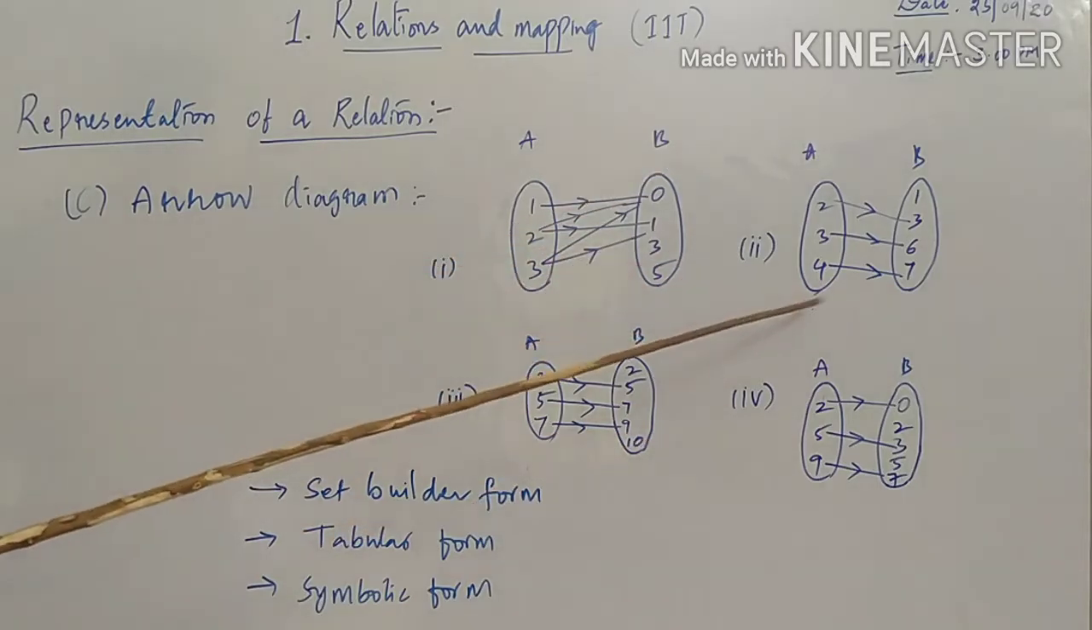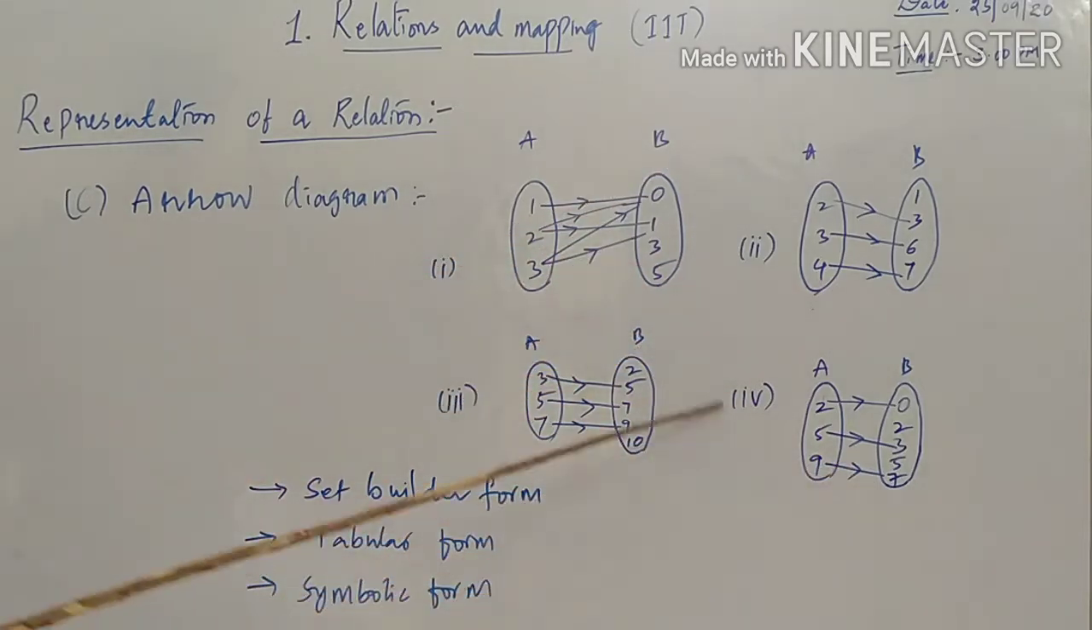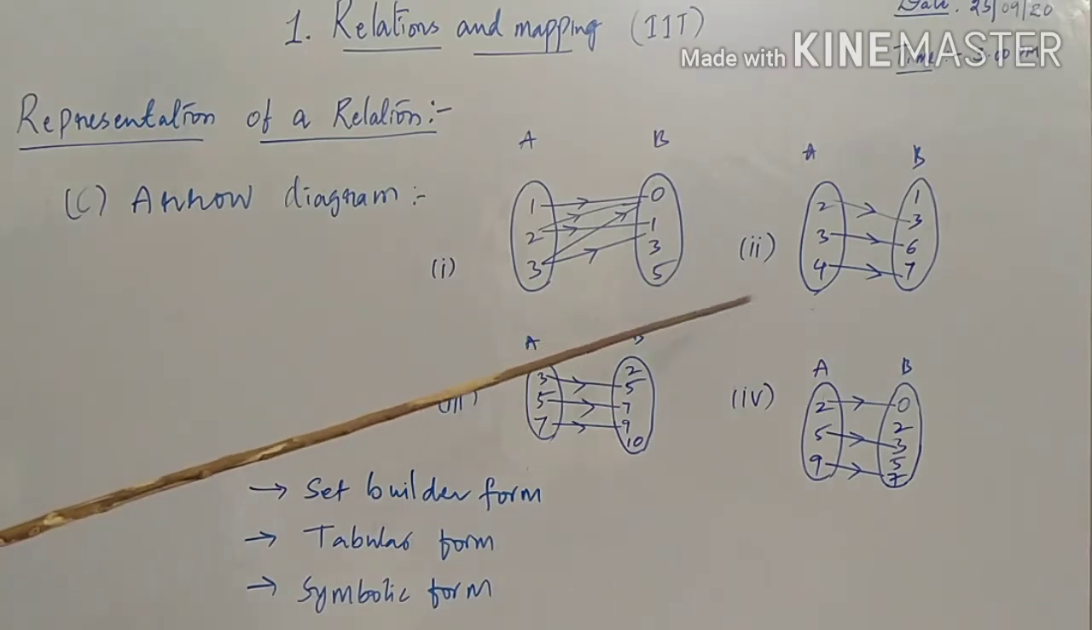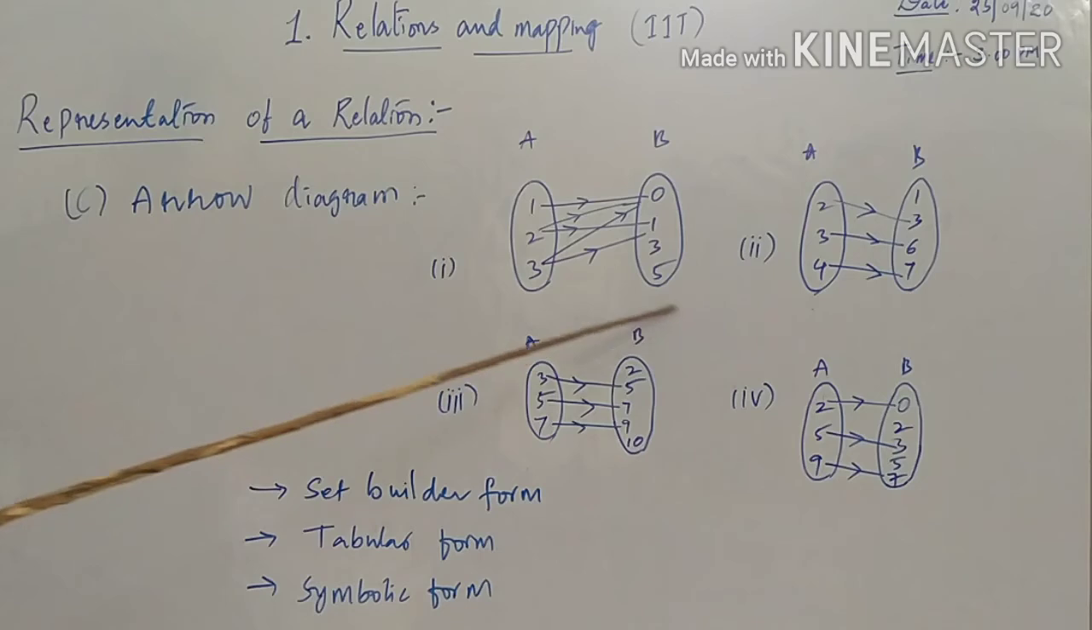This type of representation is called mapping. So it is one of the ways to represent any relation. This method is also called arrow diagrams.